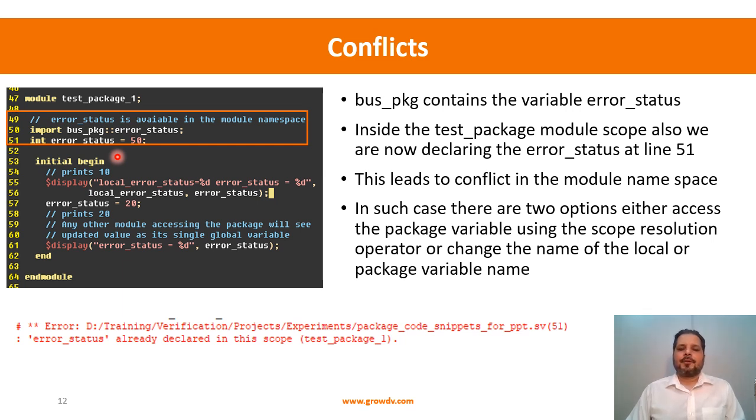Now what happens is eventually somebody gives us this bus package and tells us that yeah, you can use this. So now when I say import bus package error status from that particular package, it leads to a conflict in the module namespace, because in the module namespace I already have a variable called error status. If I had used it with the scope resolution operator, it would still have been fine, right? But if I import, then whatever I'm importing becomes part of the module namespace, and in the module namespace I already have the error status. So if you try to do that, it will show you an error that error status is already declared in this scope.